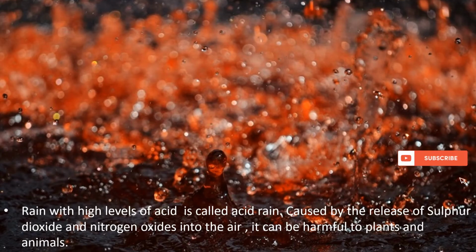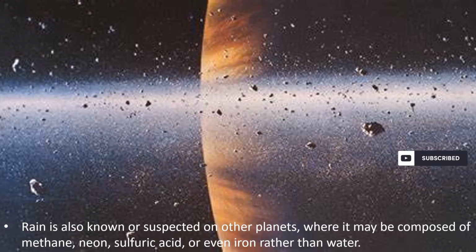Rain with high levels of acid is called acid rain. Caused by the release of sulfur dioxide and nitrogen oxides into the air, it can be harmful to plants and animals. Rain is also known or suspected on other planets, where it may be composed of methane, neon, sulfuric acid, or even iron rather than water.